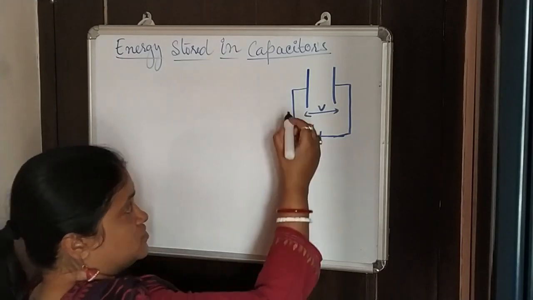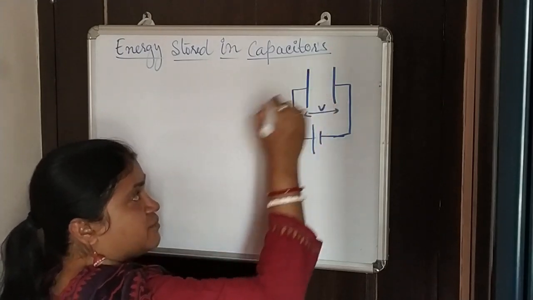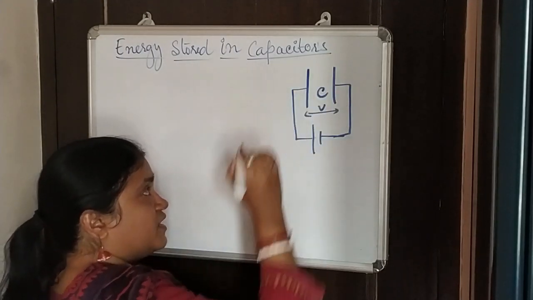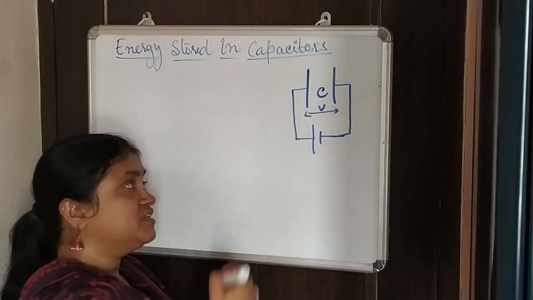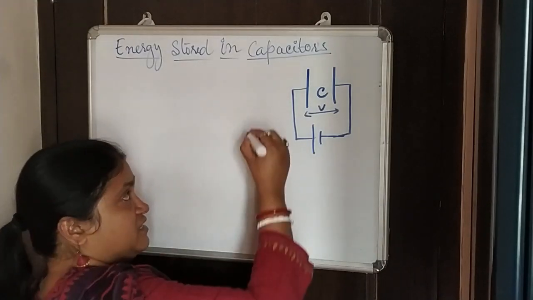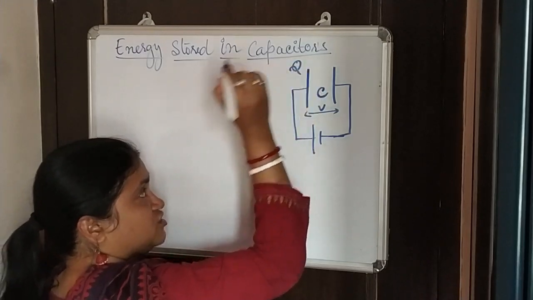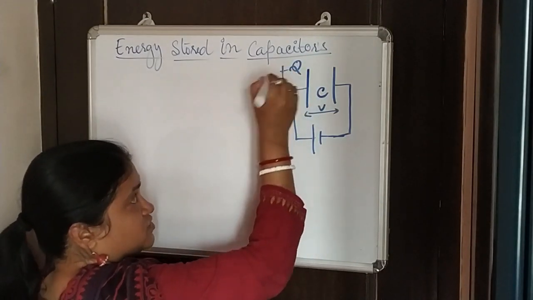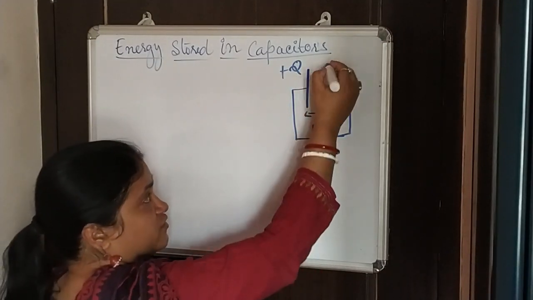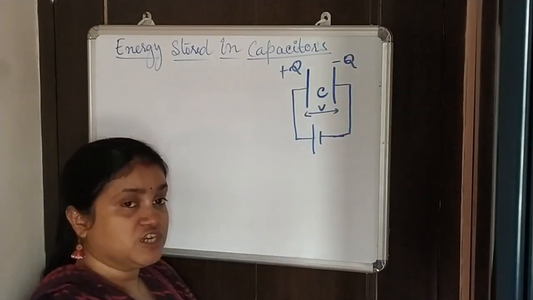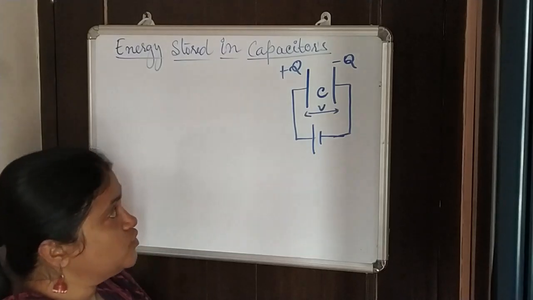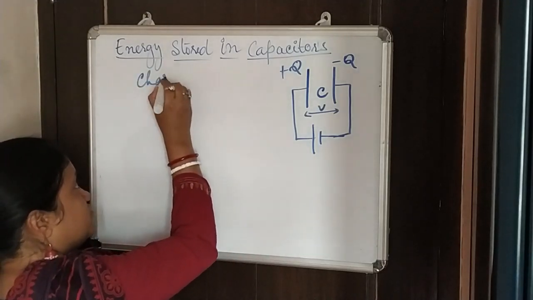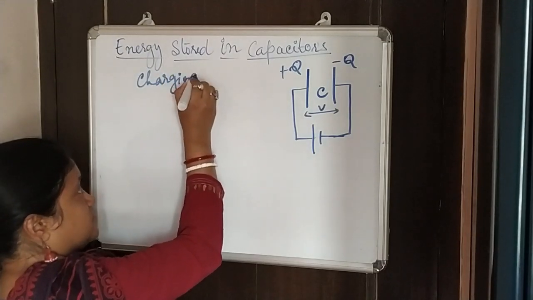And suppose that this capacitor has a capacitance C, and after connecting to the battery, it acquires a charge Q. This particular plate has positive charge Q and the other one has negative charge Q. So let's see what happens during the process of charging the capacitor.